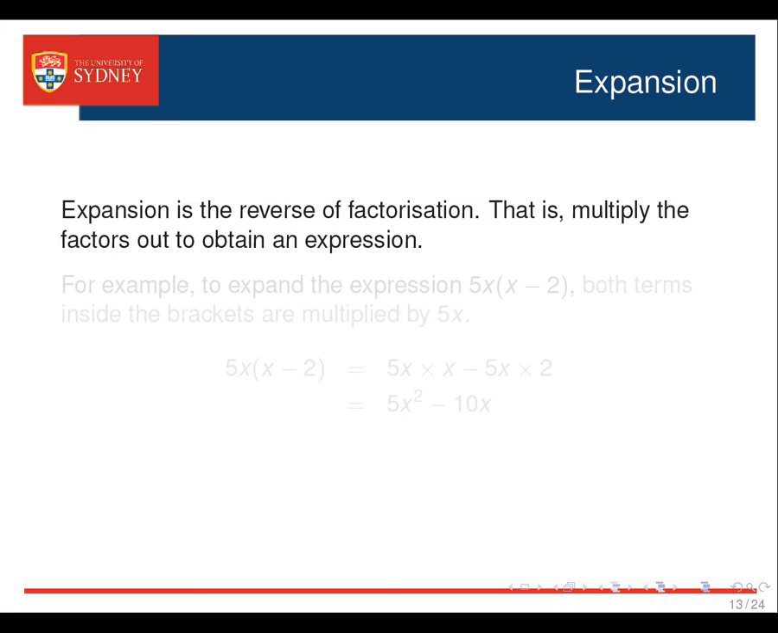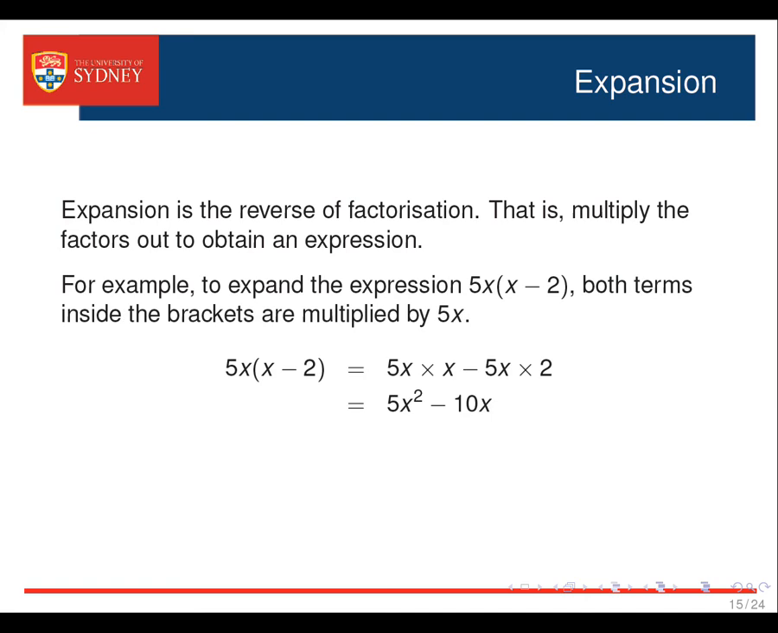Expansion is a reverse of factorization. That is, multiply the factors out to obtain an expression. For example, to expand the expression 5x times x minus 2, each term inside the bracket is multiplied by what is outside the bracket. So we multiply 5x by x and 5x by minus 2. Simplifying this gives us the expanded expression 5x squared minus 10x.